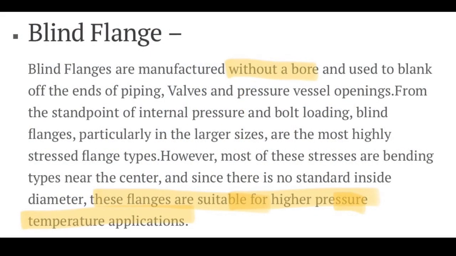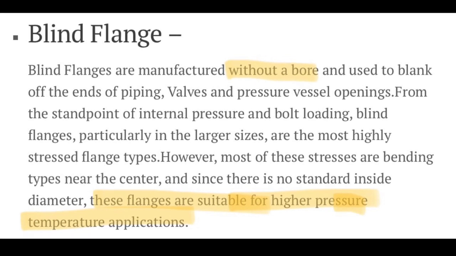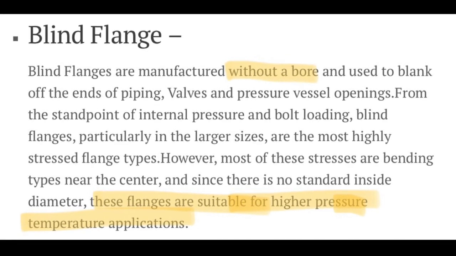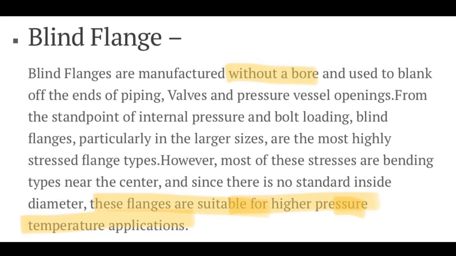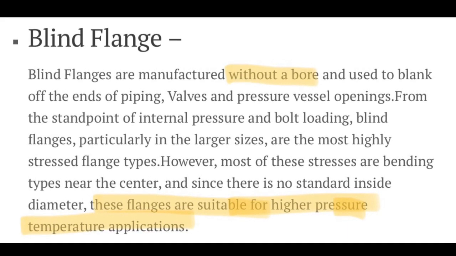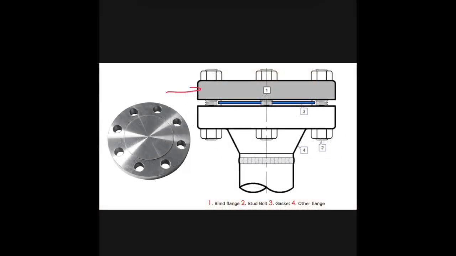And the sixth one is blind flanges. These flanges are manufactured without an inside diameter or bore. This is used to cover piping or vessels. For example, this one is the blind flange and this one is the slip-on or normal weld neck flange. This is the gasket.